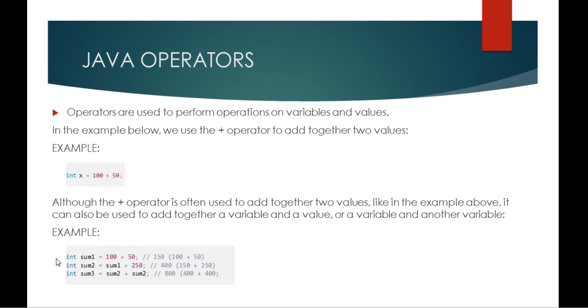So, in this example, we declared an integer variable sum1 with a value of 100 plus 50. And then, we declare again another variable sum2 with the value. So, ano nga ba yung value ng sum1? If we're going to add 100 plus 50, sum1 will be 150, and then another value which is 250. In sum3, kukunin naman niya yung value ng sum2 natin, which is 400, plus yung value naman ng sum2 which is 400. So, that would be 800.